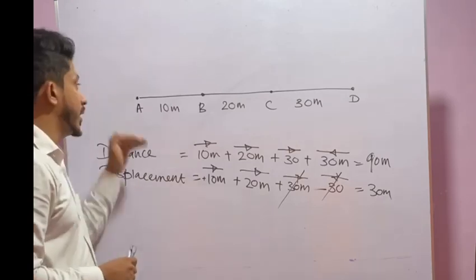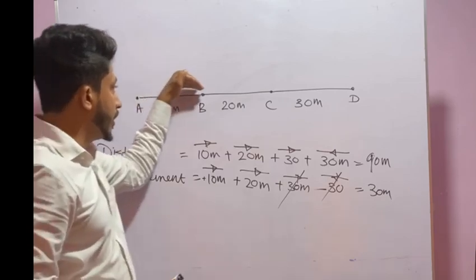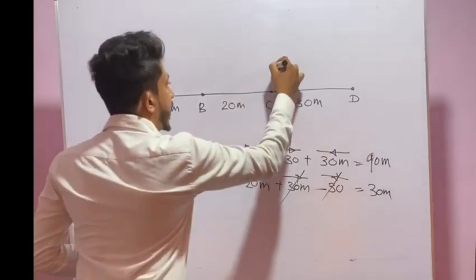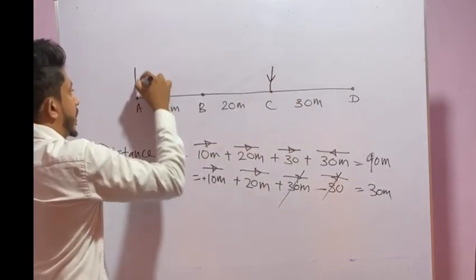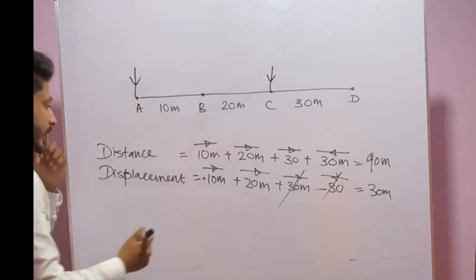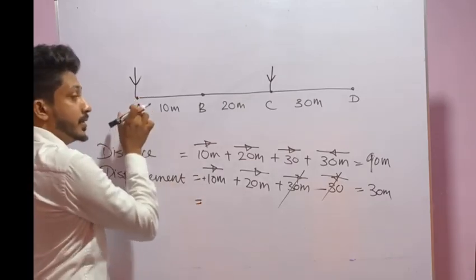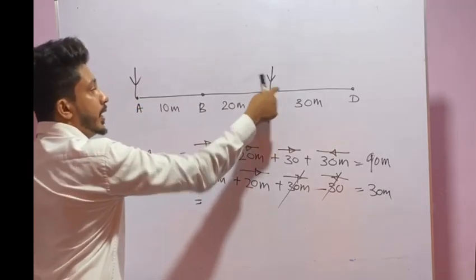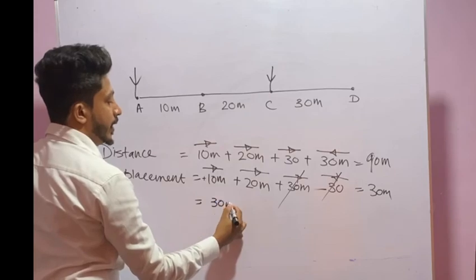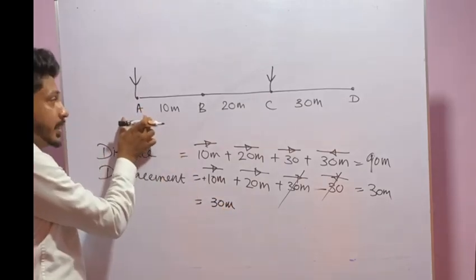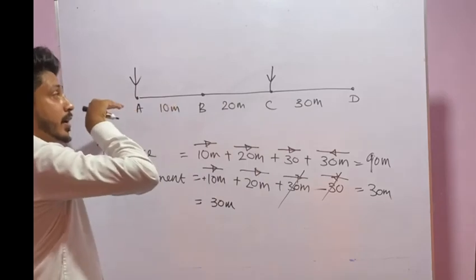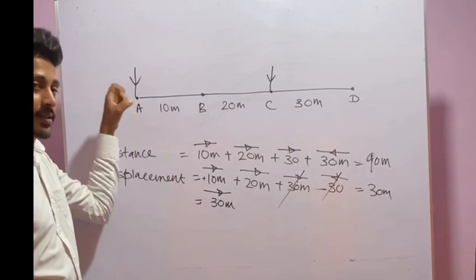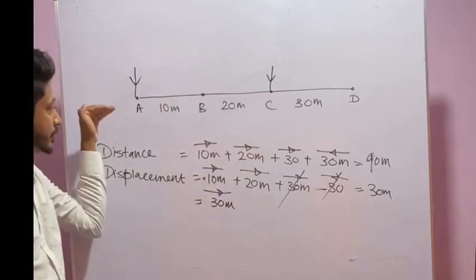What is the complete motion? He has travelled from A to B to C to D and then from D to C. What is the end position? Here. What is the start position? Here. So it is very easy. What is the straight line distance between start position and end position? It is 30 meters. Start is here, end is here, because of that the direction is this way.